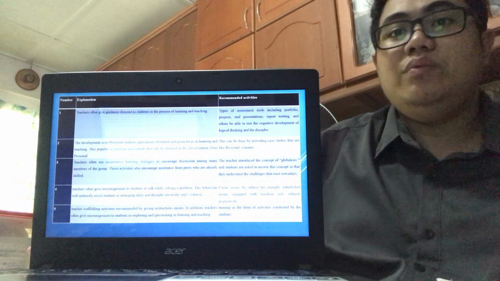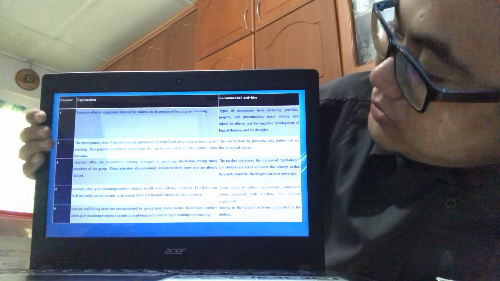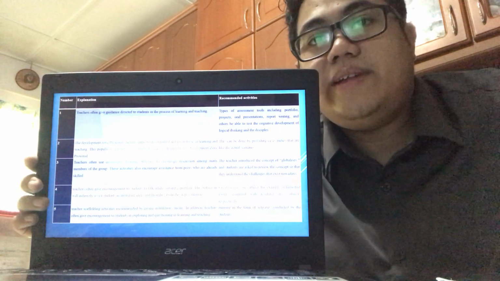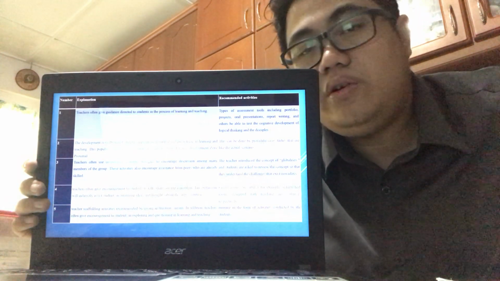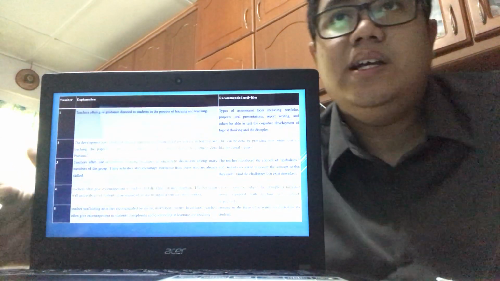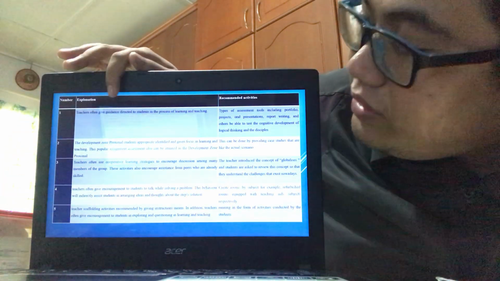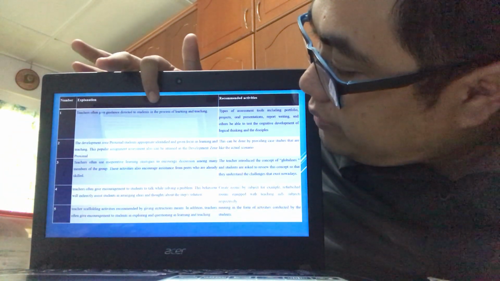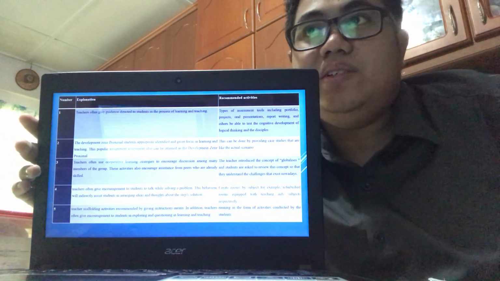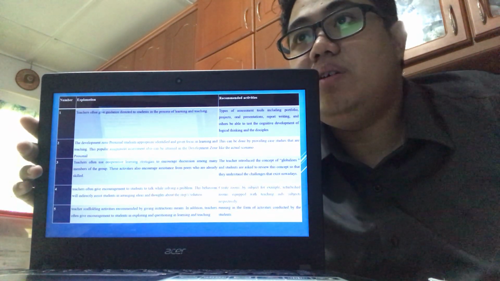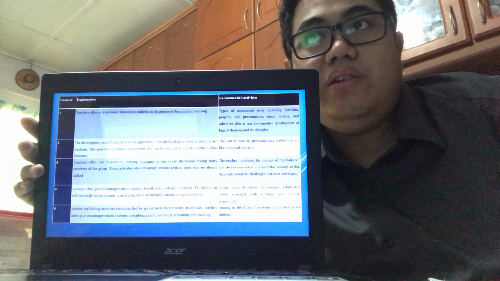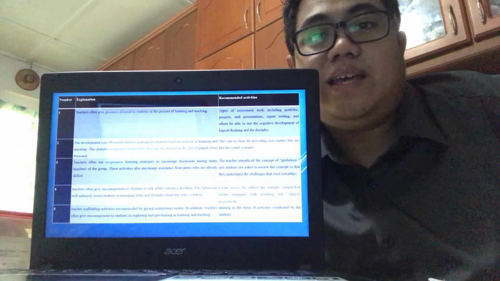Okay, now we have the recommended activity, explanation and number. This is one example of a brief explanation of scaffolding. The first one is that the teacher often gives guidance directly to students in the process of learning and teaching. For the recommended activity, the types of assessment include portfolio, project or presentation, report writing and others, to test cognitive development, logical thinking and discipline.